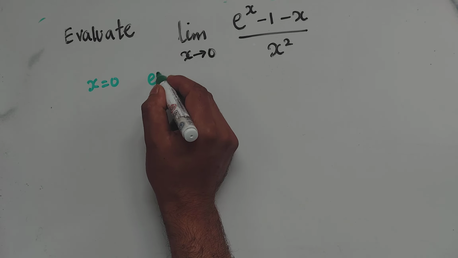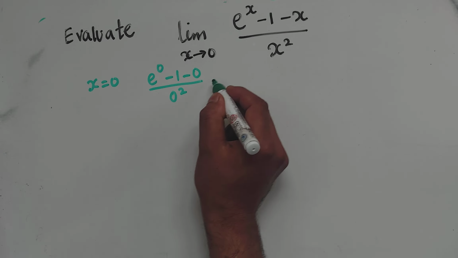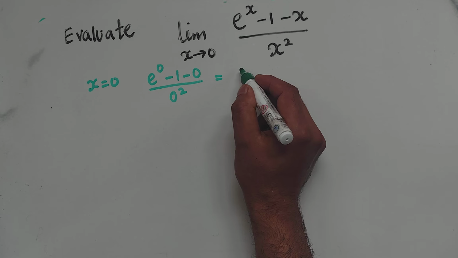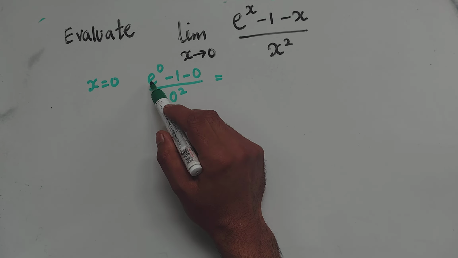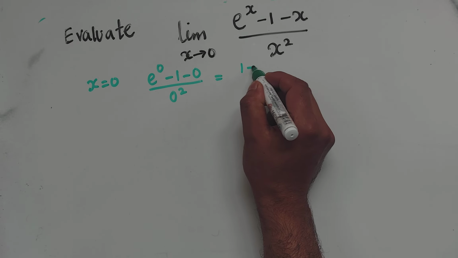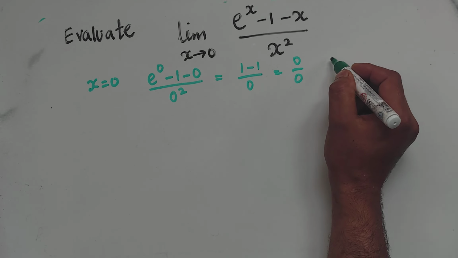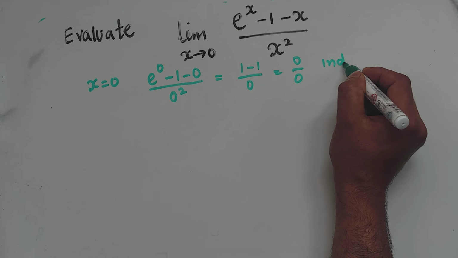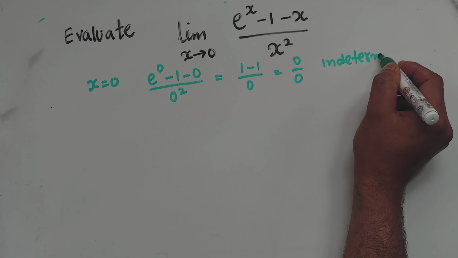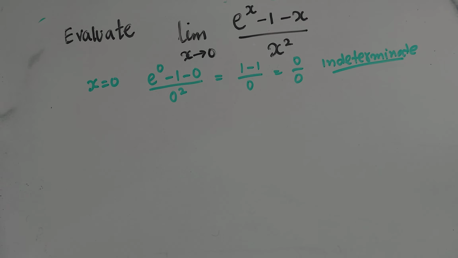we will get (e^0 - 1 - 0) upon 0 squared, which will be equal to 1 minus 1, because e raised to the power 0 is 1, so 1 minus 1 divided by 0, which is equal to 0 upon 0, which is an indeterminate form. So we cannot substitute directly the value of x as 0. So what we do, we use L'Hopital's rule for evaluating the limits.